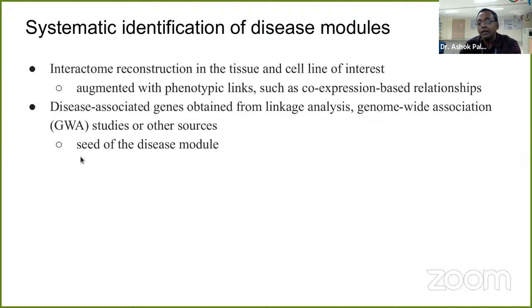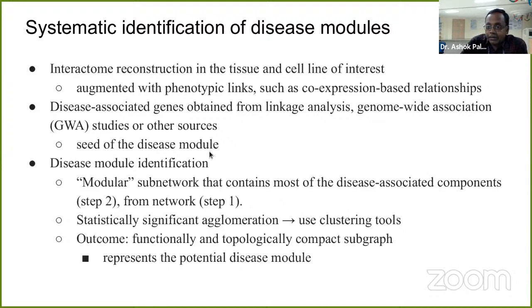So we use these, which constitute the seed of the disease model, the seed set of genes for the network. First, reconstruct the interactome. Second, identify the seed set of genes. In the interactome, identify all the genes that are the seed set for the given disease. Once we have the seed set, the next step is to identify disease modules.